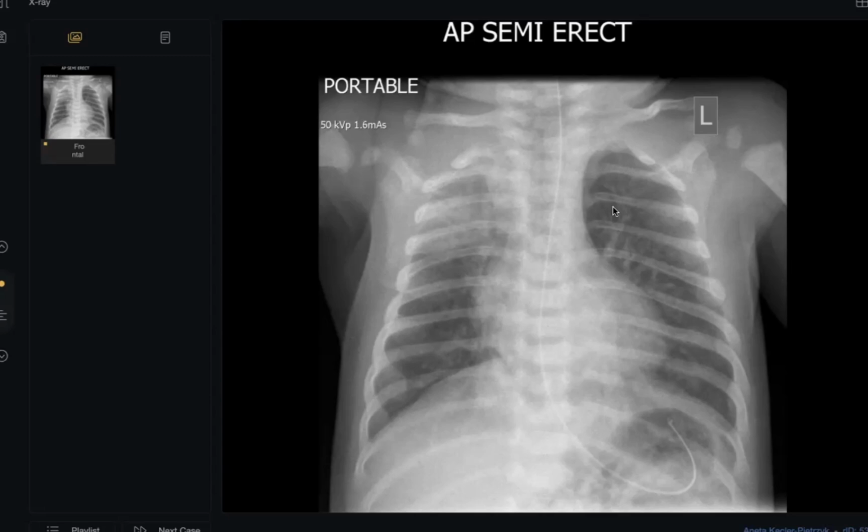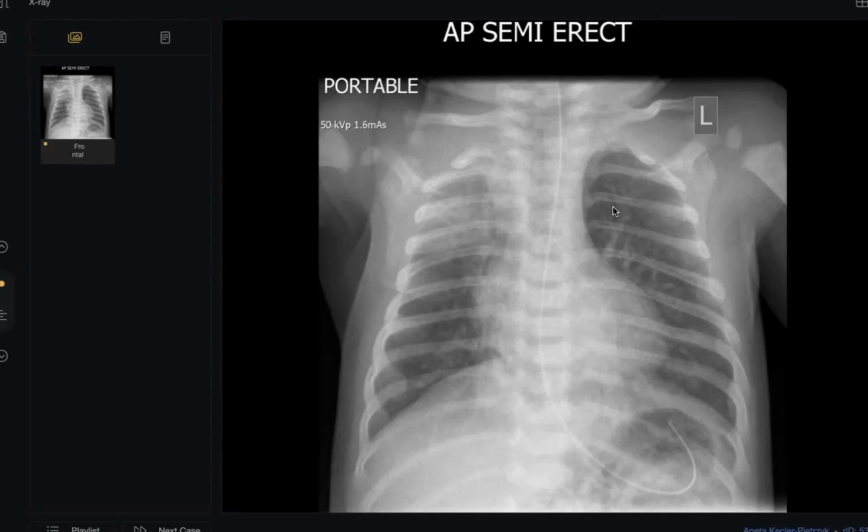The right lung volume is slightly reduced. There is slight mediastinal shift. Otherwise, the left lung volume appears normal. There is no pleural effusion. So this is right upper lobe consolidation.